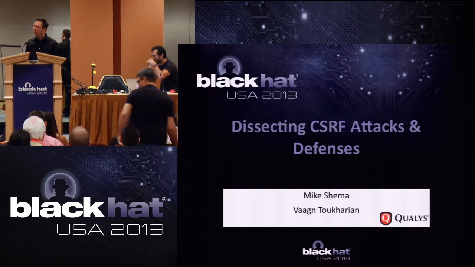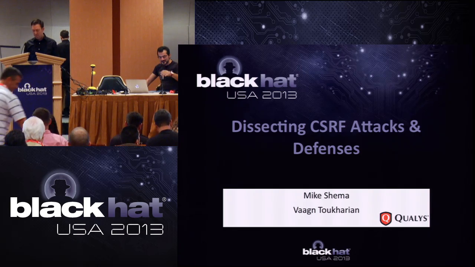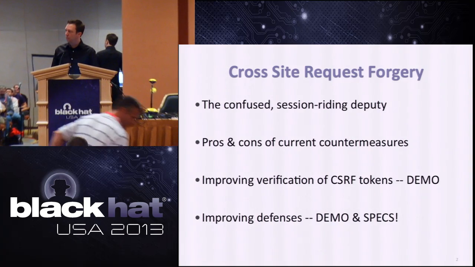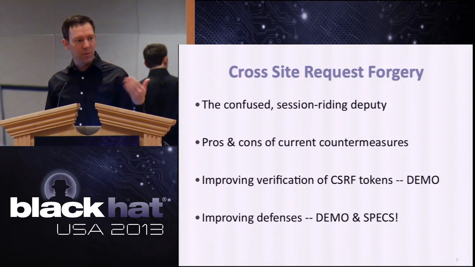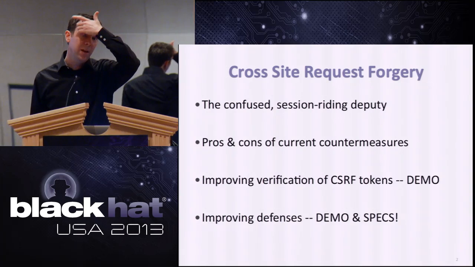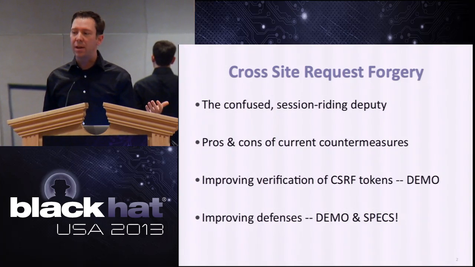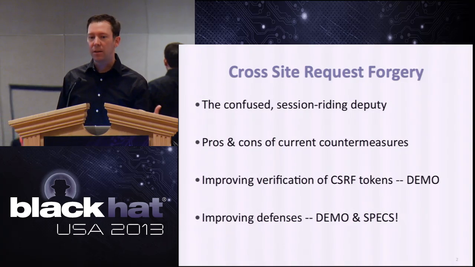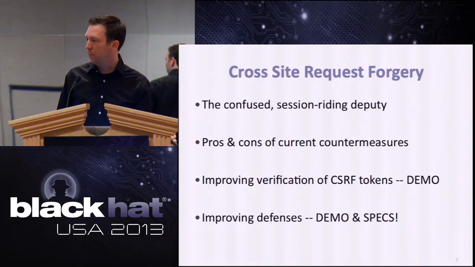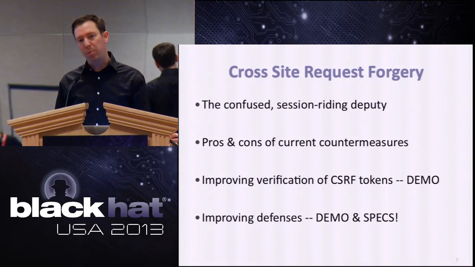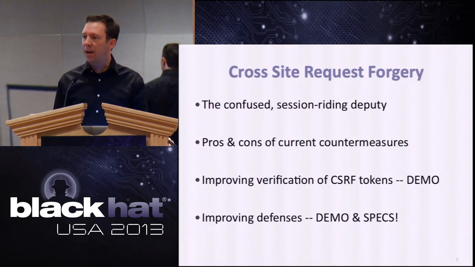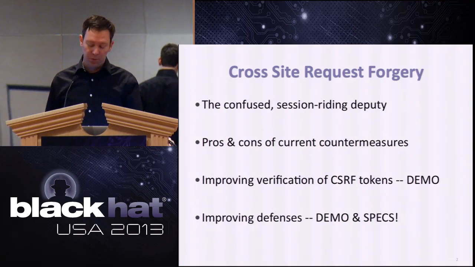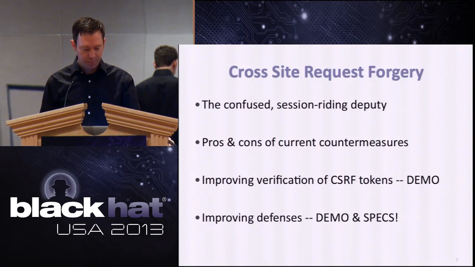And we'll talk a little bit about CSRF today, something that many of us probably already know about, this poor, confused session writing deputy. And we'll talk a little bit about what the state of the art is around current countermeasures, and then talk about what we think are better ways of detecting this from a manual perspective, verifying that tokens actually work as they're supposed to. And then we'll come up with a proposal that we think can be much simpler and much more effective than tokens, and explain why those tokens can be bad in the first place.